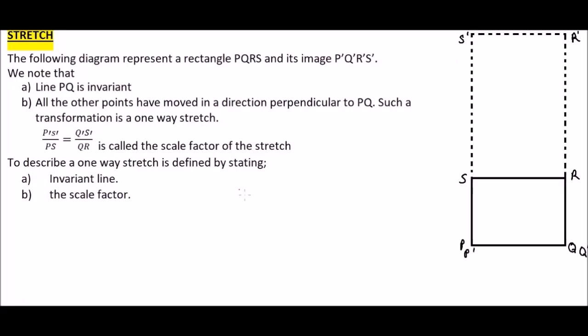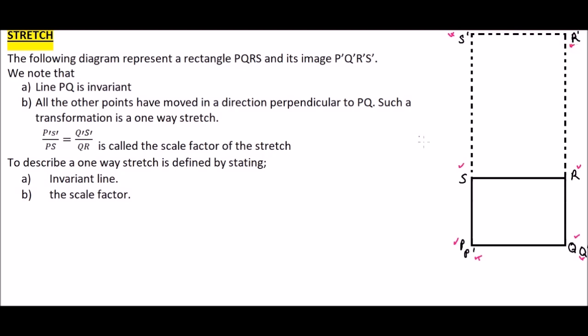So this is our last lesson in the topic matrices and transformation, and in this lesson we are going to look at another transformation known as stretch. So we have a diagram here where we have the object. The object is P, Q, R and S. After transformation, we have our image, which is P prime, Q prime, S prime, and R prime.